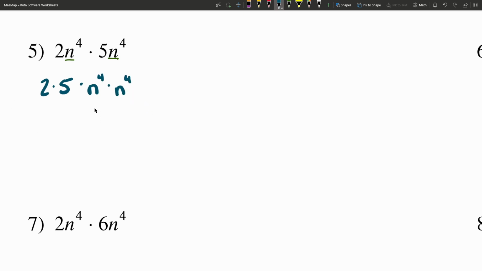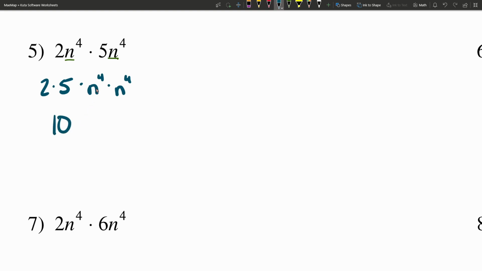And why I can rewrite this, again, is multiplication's commutative. So I'm going to take this 5 and 2 and just pull them out in front so that I can visually see them grouped together. So 2 times 5 is equal to what? 2 times 5 is equal to 10.